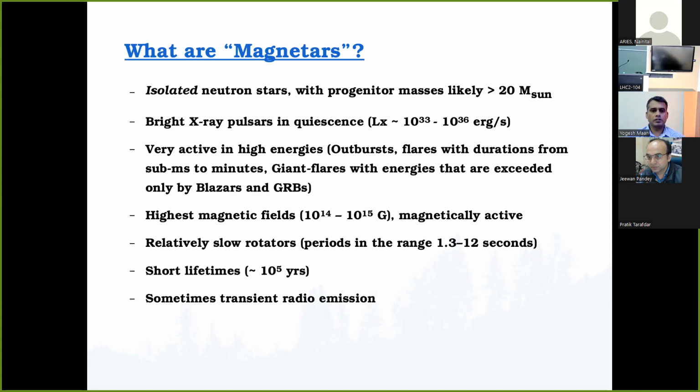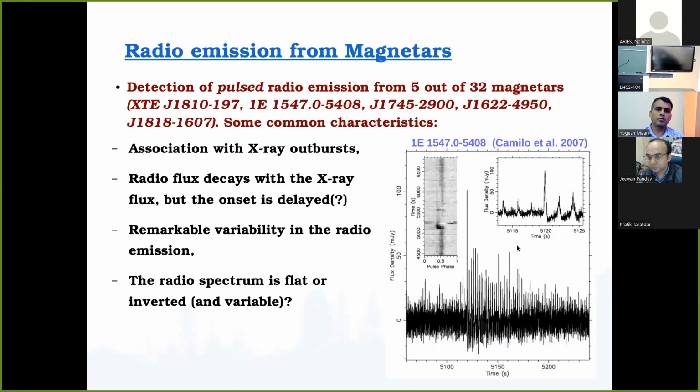And these high magnetic fields are basically the reservoirs of energy which has been attributed to their emission in the form of outbursts and flares, etc. They are relatively slow rotators with periods in the range of several seconds, and some of those, and only sometimes, exhibit transient radio emission. And that's the radio emission I'm going to talk about in the rest of the talk.